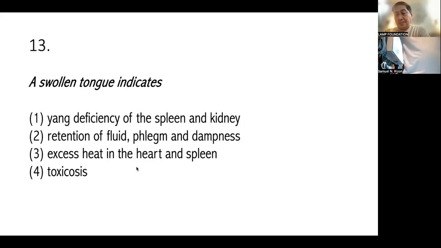Number 13. A swollen tongue indicates yang deficiency of the spleen and kidney, retentions of fluid, phlegm, and dampness, excess heat in the heart and spleen, and toxicosis. Okay. The answer, swollen tongue indicates toxicosis, toxic heat. All the answers are correct, Doc.